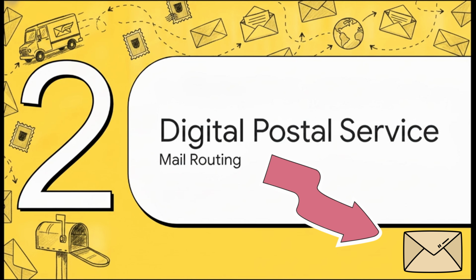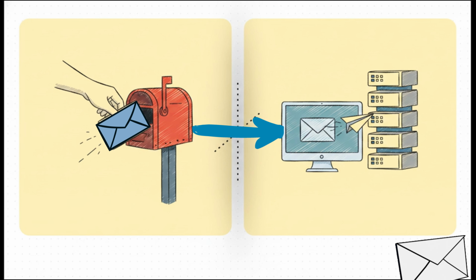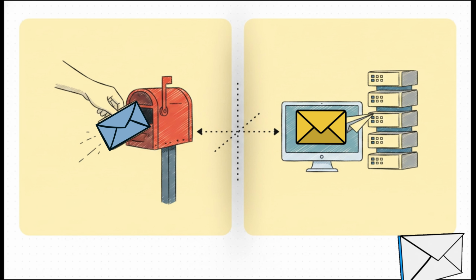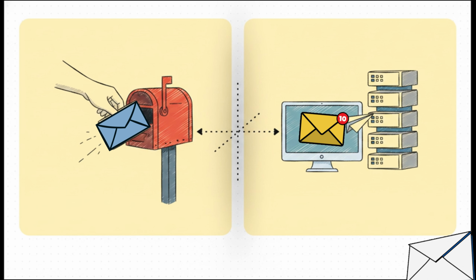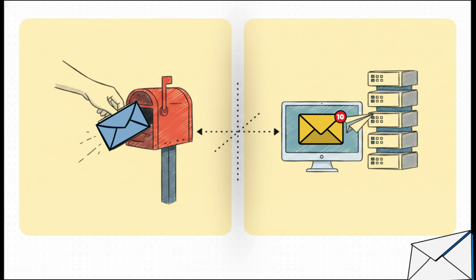Moving on to Section 2, the digital postal service, making sense of mail routing. To really wrap our heads around how this works without drowning in technical jargon, let's map it directly to a system we all know, the traditional postal service. Think about writing a physical letter. When you finish it, you drop it in a mailbox, right? Well, in the digital world, hitting send in your email app, which is technically called a mail user agent or MUA, is exactly like dropping that letter in the mailbox.